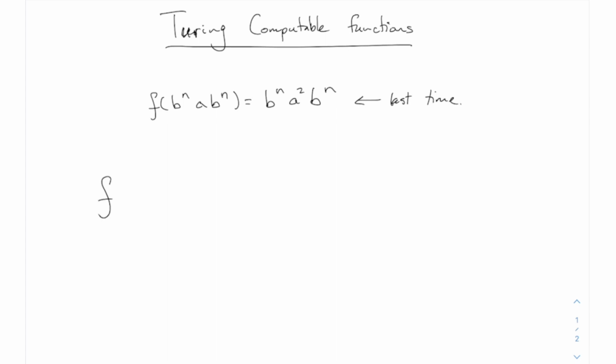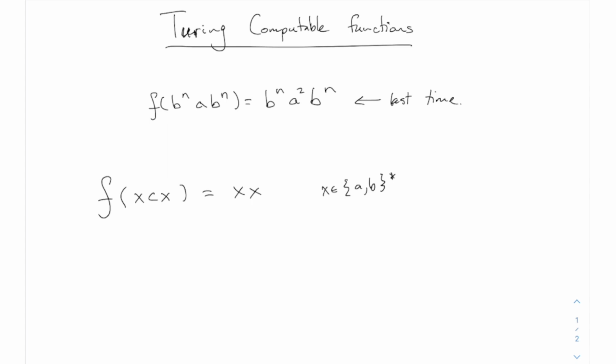Here's another one. How about this? f of x c x equals x x, where x is in {a,b}*. So this is a function which starts with a string of a's and b's with a c stuck in the middle, and it just removes the c which is in the middle. That sounds simpler when I say it that way. Just remove the c in the middle.